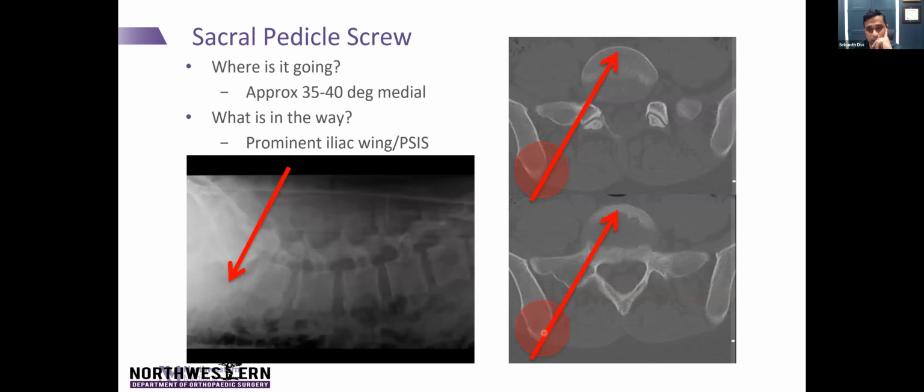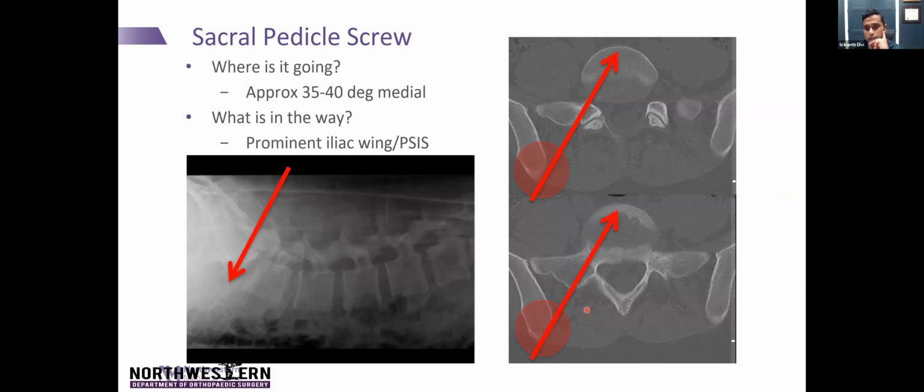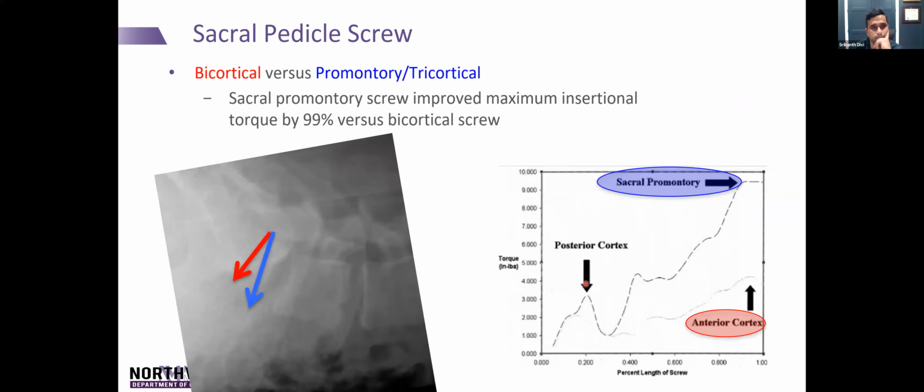What can get in the way? You need to aim pretty medial for these screws, about 35 to 40 degrees, and the PSIS can get in the way. You see here. Sometimes, I've never had to, but sometimes you might need to take off a little bit of the PSIS just to get the angulation. Otherwise, you can easily be pushed and have a lateral breach.